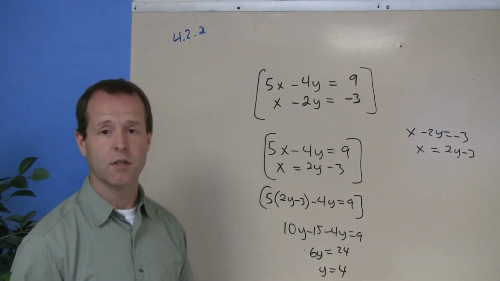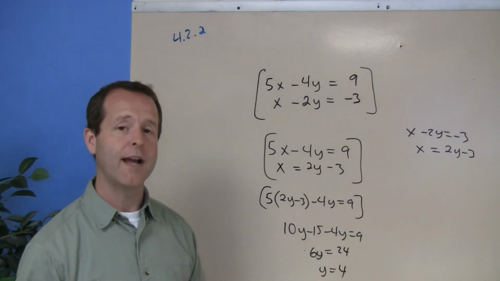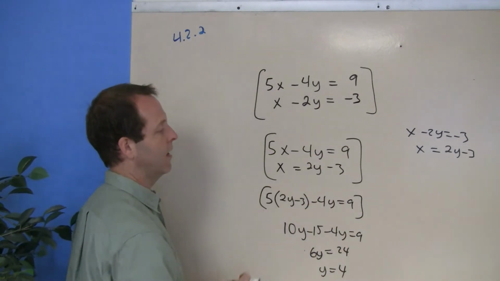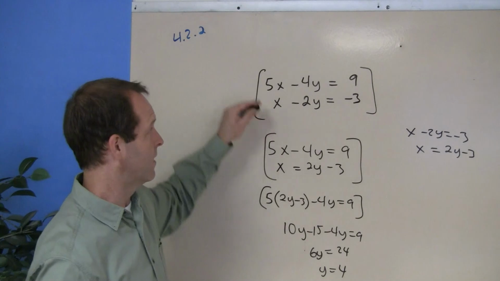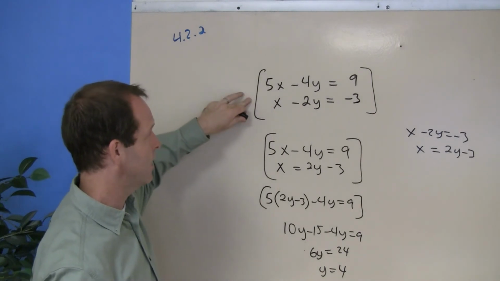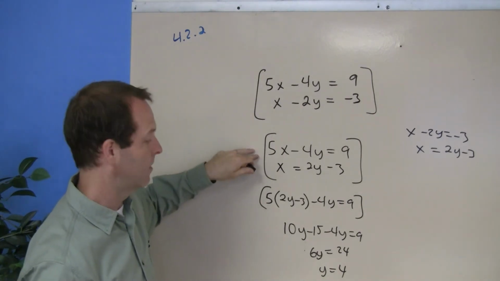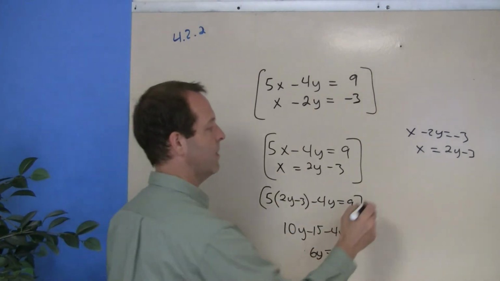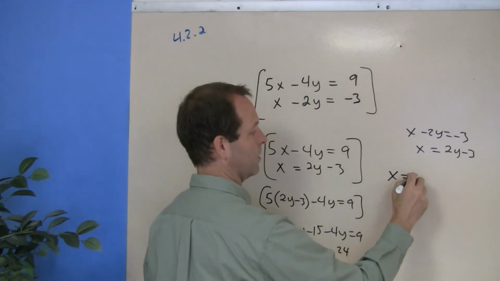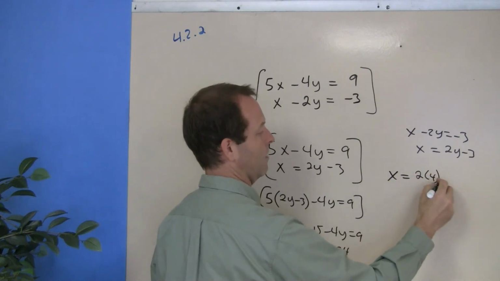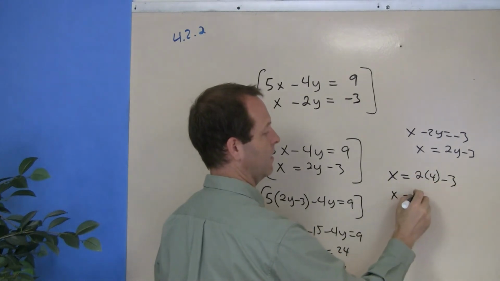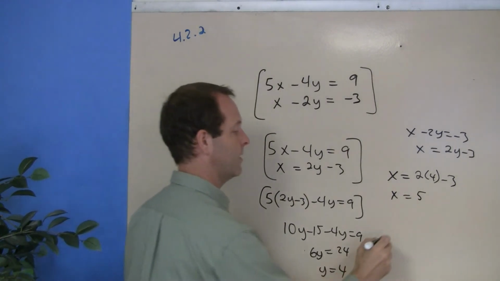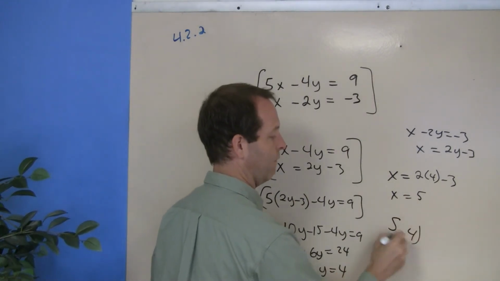So my y value is 4. And the process to find the x value is to take this y value of 4 and substitute it into one of these equations. Since this equation system is equivalent to this equation system, I'm going to substitute this 4 into this line right here. So this becomes x equals 2 times 4 minus 3, or x equals 5. So my solution to this system is the point (5, 4).